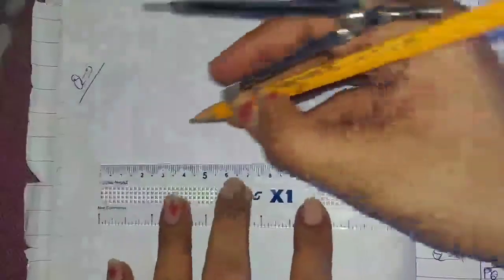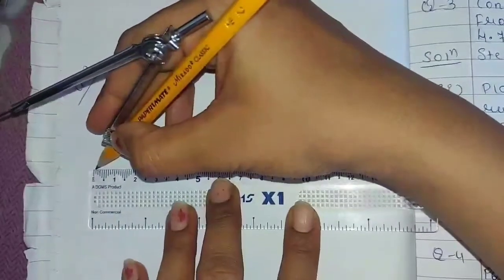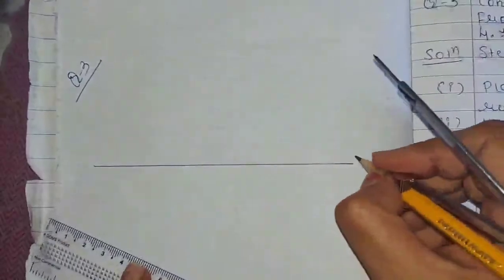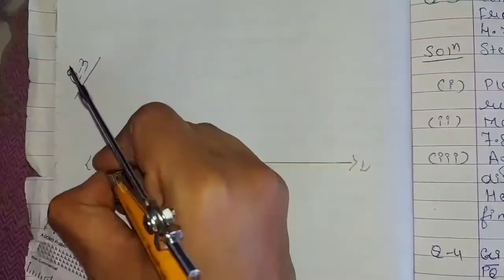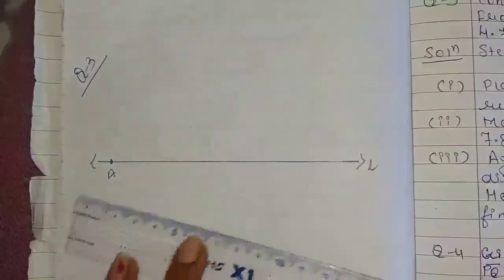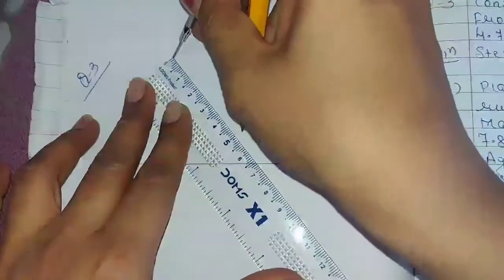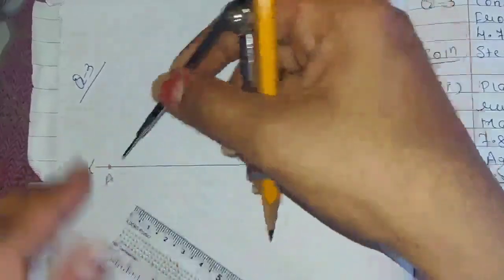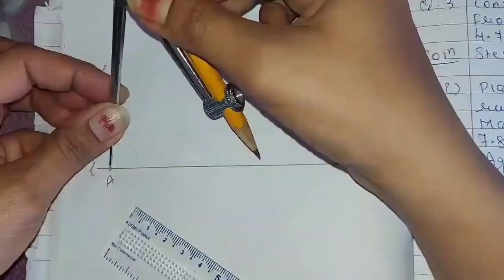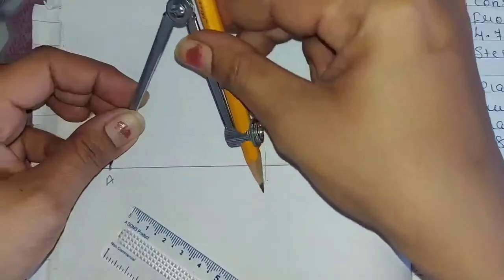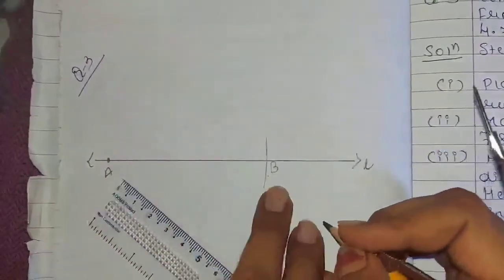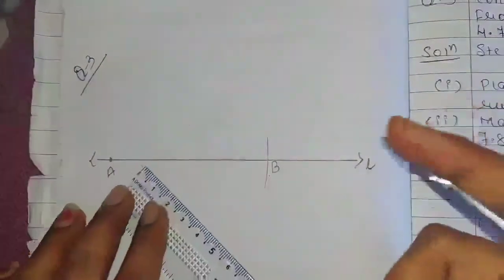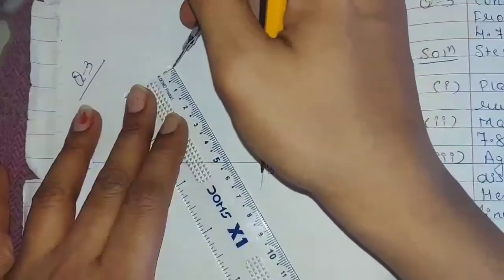So students, first of all, we will draw a line L. Then we will mark a point A on line L. The first measurement that we have to take is 7.8. We will place the pointer on 0 and then we will measure till 7.8. Now we will put the pointer on A and then we will mark an arc. This is B and this line segment AB is 7.8 centimeter.